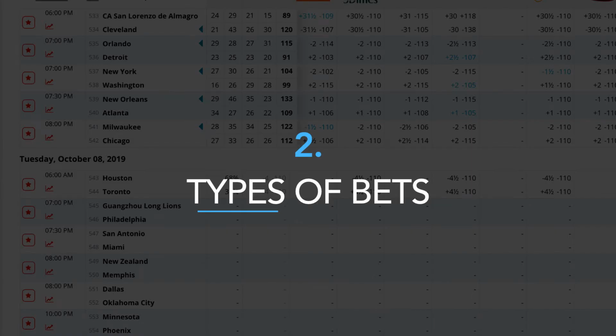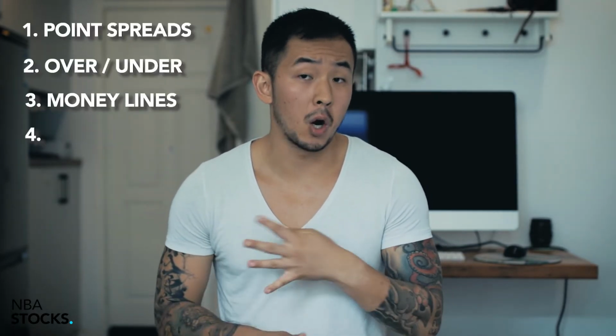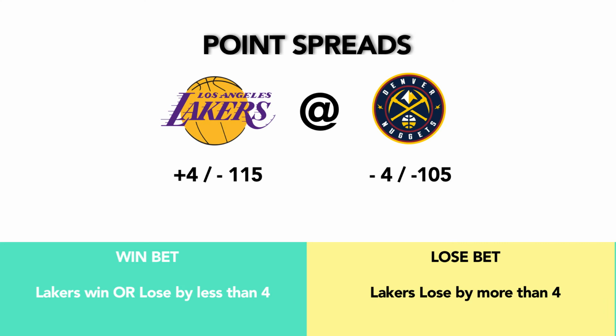There are predominantly four main ways that you can bet: point spreads, over-unders, money lines, and parlays. Point spreads are derived from the NFL. It's how most people think of sports betting, and it's basically affording a set number of points to the underdog. The Lakers go to Denver and they're a +4 underdog. If Denver wins by 3 or less, you still actually win your bet. If you lose that bet, Denver would have to win by 5. So it gives you a bit of insurance as a bettor.